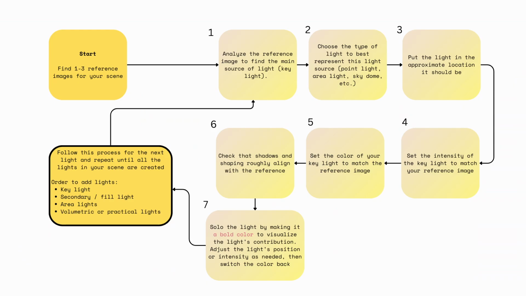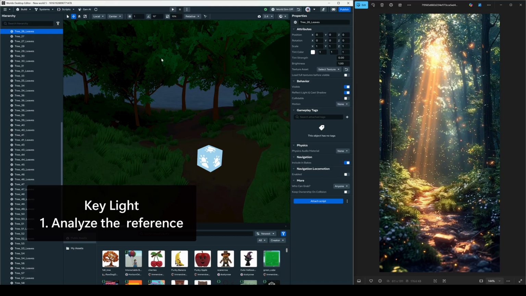So we'll go step by step. And you can use this flowchart to keep track of the process. The first step is to add the key light. So we want to analyze the reference image to find the main source of light. You can look at illumination, specular highlights, and shadows. So in our scene, the main source of light is definitely the sun streaming down through the center of the tree.